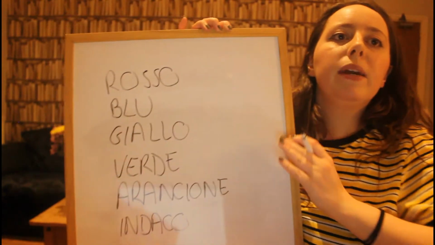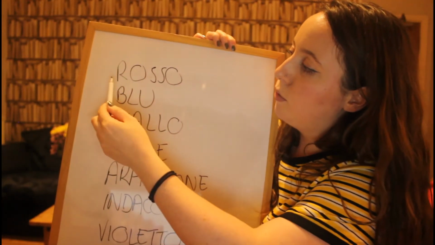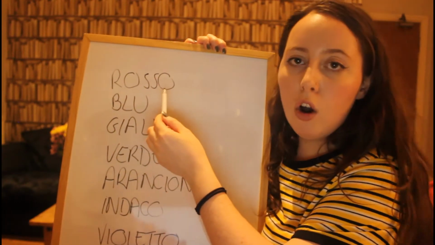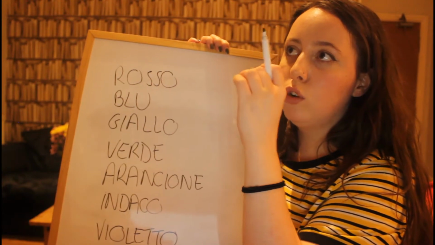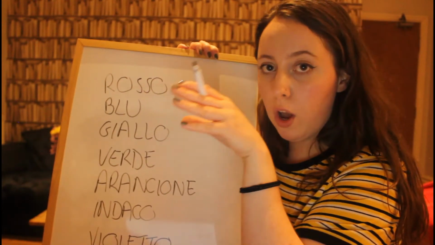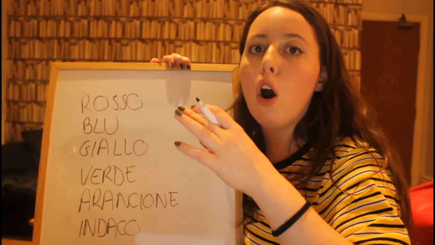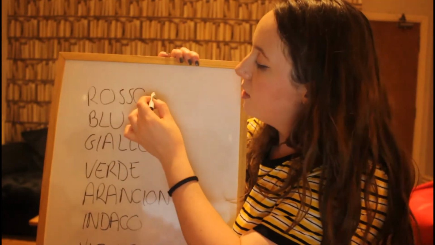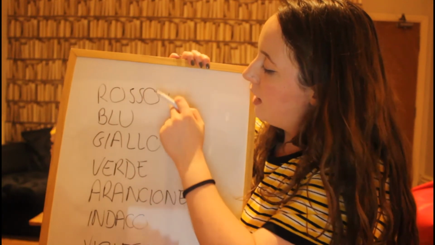So, from the beginning, we had rosso. Remember to roll the R, and the O at the end needs to have a short sound but with your mouth still open at the end, so it's not rosso, it's rosso. As if there was an H at the end actually. Rosso, if you were to write it phonetically.